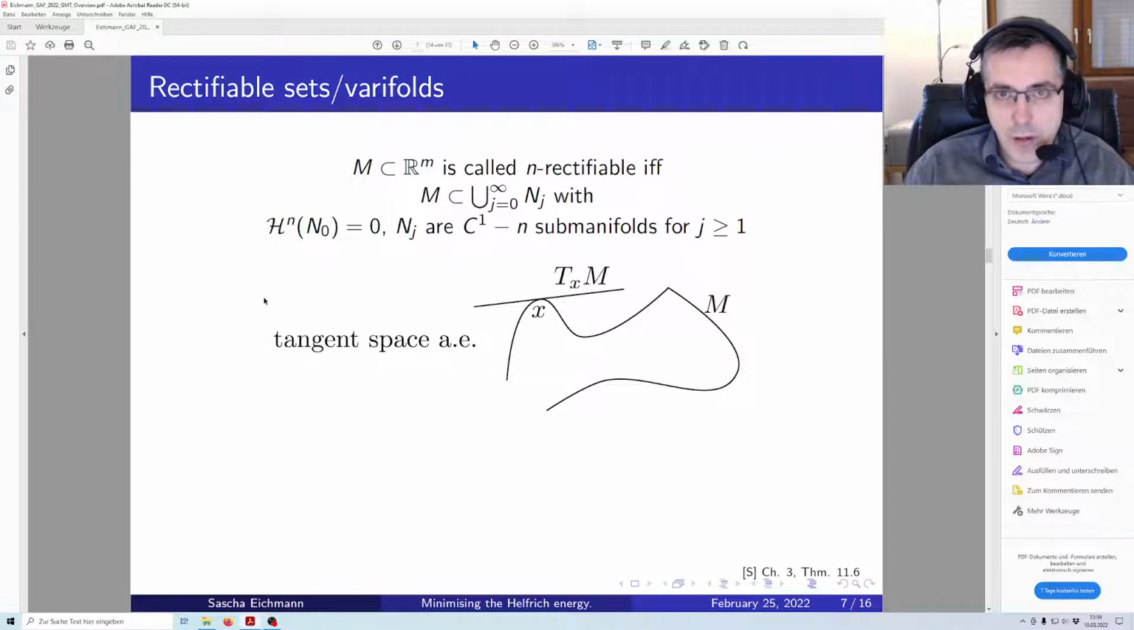Okay. How do we get a subspace out of that? Of course, we do not get tangent spaces everywhere, but almost everywhere, H^n-almost everywhere. Take an x coming from M, then you can define the tangent space T_x M by the corresponding tangent space of N_j. This x has to lie in one, two, or three of these N_j's, and then you take the tangent space of the corresponding N_j in which the x lies.